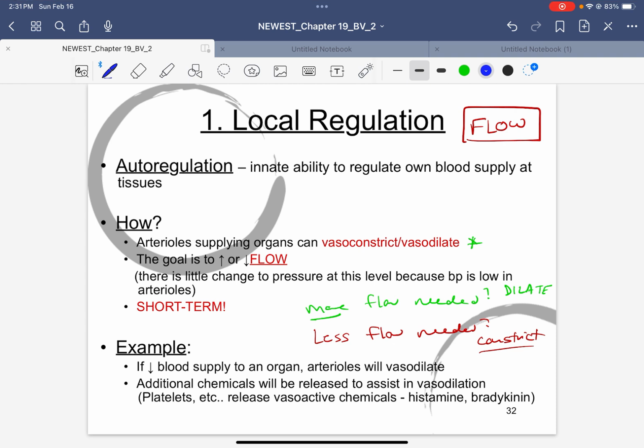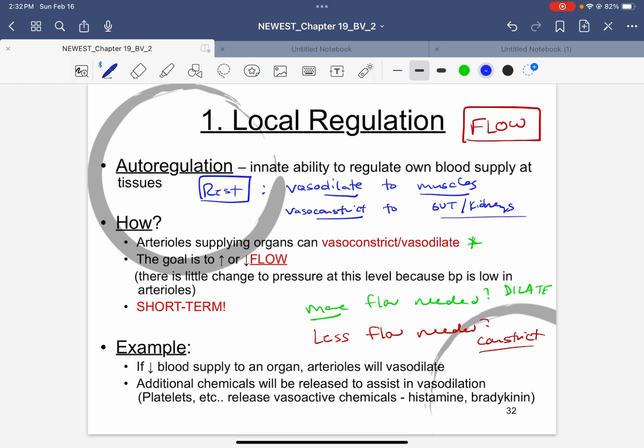Blue. At rest, we're going to vasodilate our arterioles to where? Muscles. When we are exercising, we vasodilate the arterioles to muscles because we need more blood flow there. At the same time, we vasoconstrict to where? Our gut and our kidneys, because we don't need as much flow there.